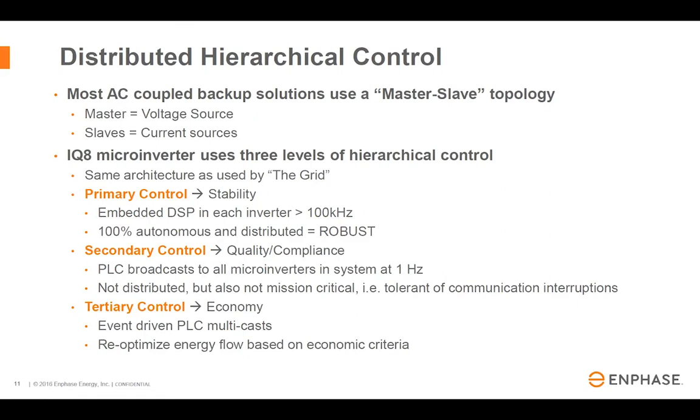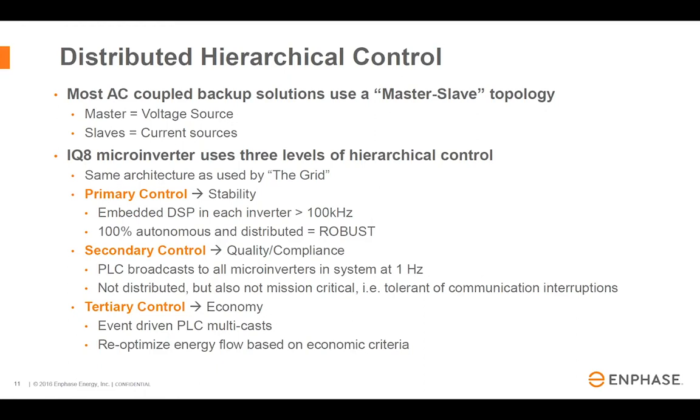And also, our installers weren't going to want to install high bandwidth communication systems on every single microinverter they're installing on the roof. So in order to do grid forming, we actually had to solve this in a distributed way. So we actually adopted right off the bat a hierarchical controller, same architecture as used by the grid, that uses primary, secondary, and tertiary controls.